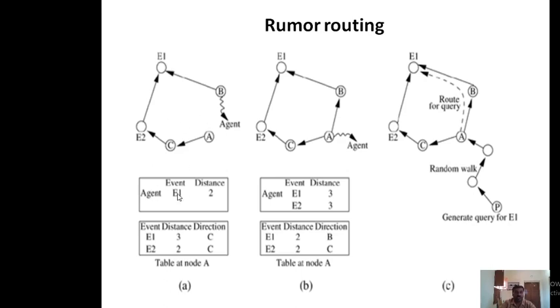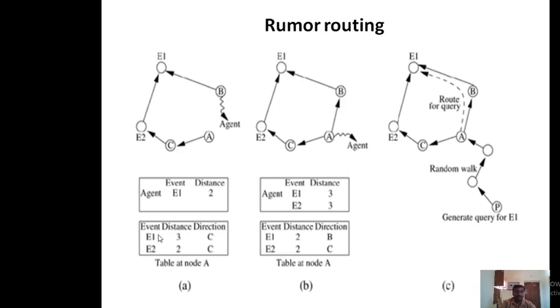When you come to this table, the agent has targeted event 1. What is the distance from the agent to event 1? It says 2. That means the agent is moving from B to E1, so two nodes will be there. This is the distance. Then if you come to the below table, the event is E1, the distance is 3 and the direction is C.